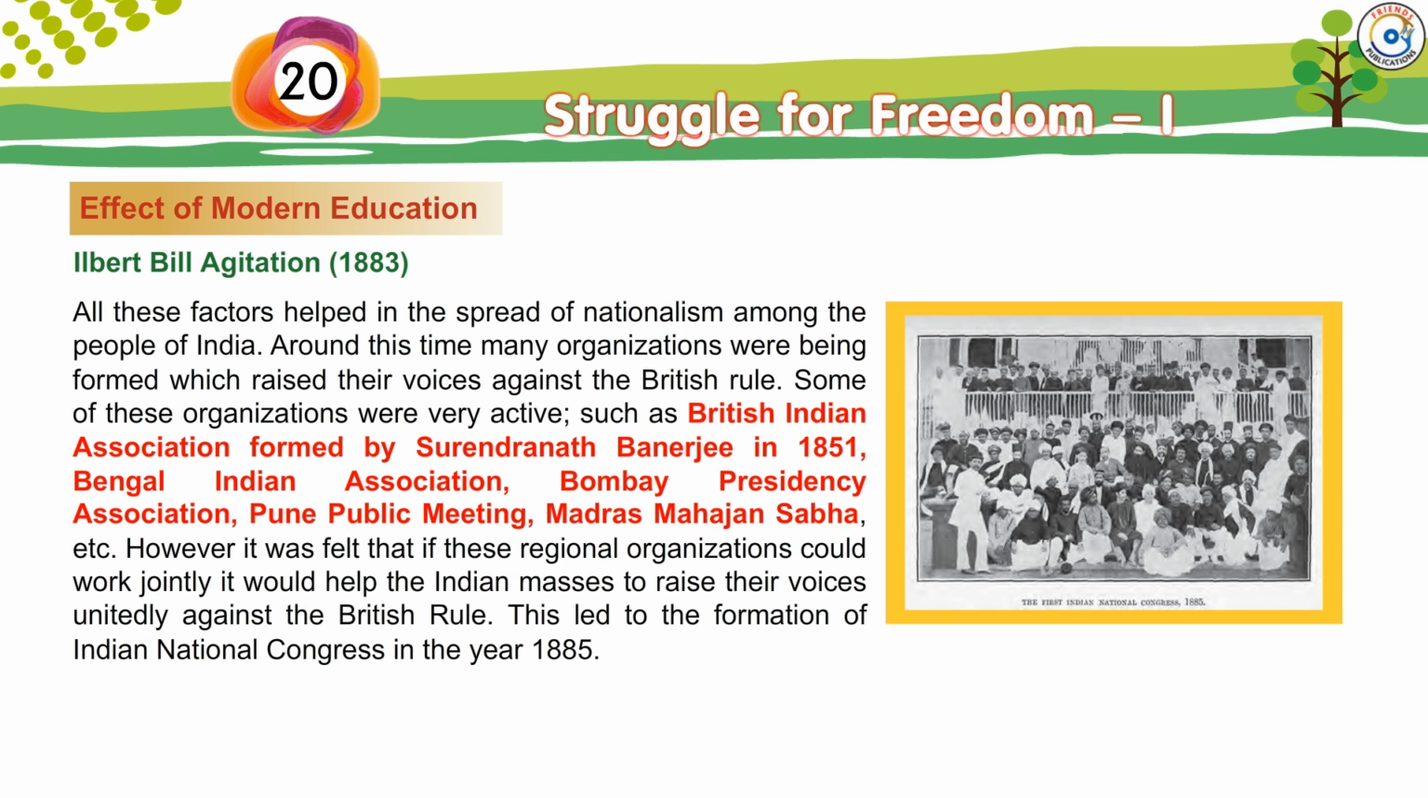Among the people of India, around this time many organizations were being formed which raised their voices against the British rule. Some of these organizations were very active, such as British Indian Association, formed by Surendranath Banerjee in 1851, Bengal Indian Association, Bombay Presidency Association, Pune Public Meeting, Madras Mahajan Sabha, etc. However, it was felt that if these regional organizations could work jointly, it would help the Indian masses to raise their voices unitedly against the British rule. This led to the formation of Indian National Congress in the year 1885.